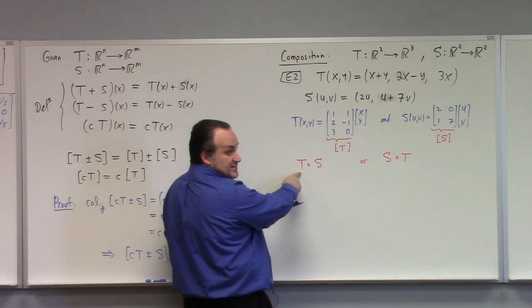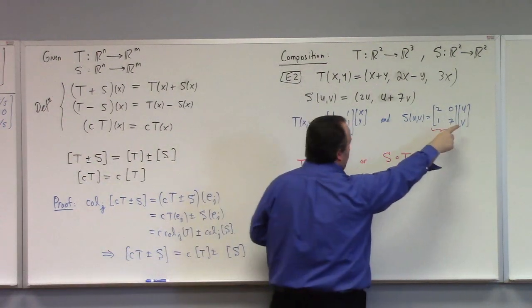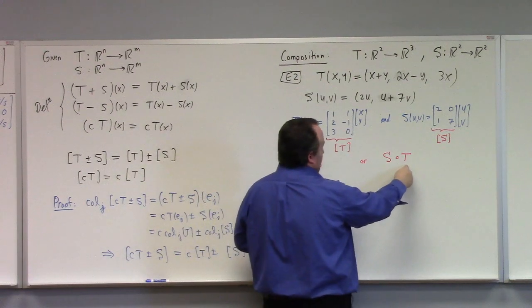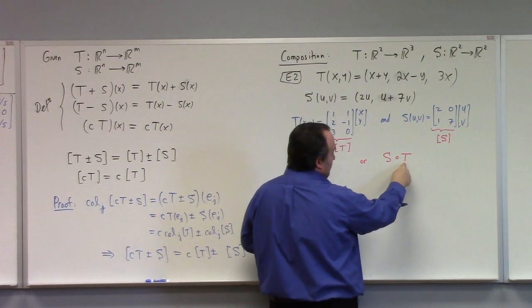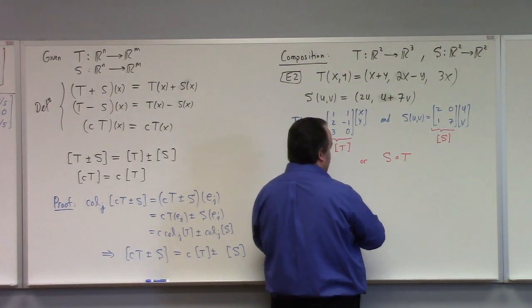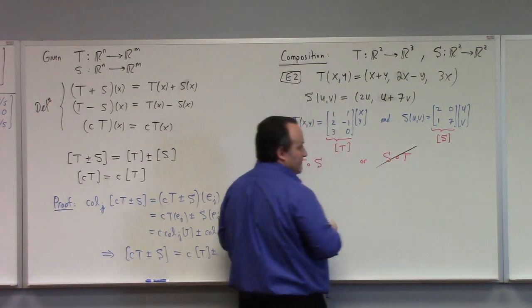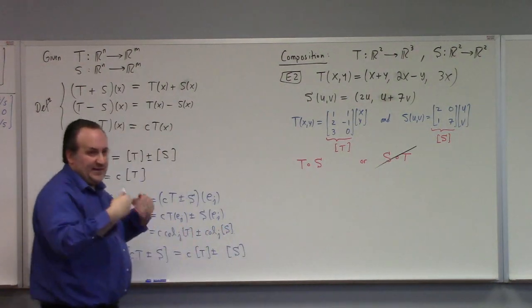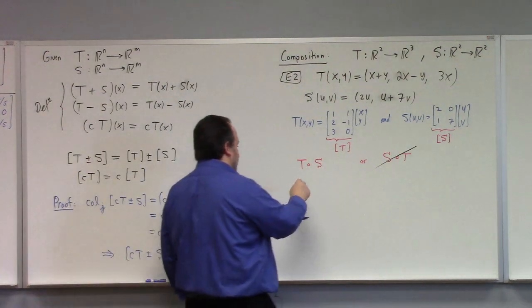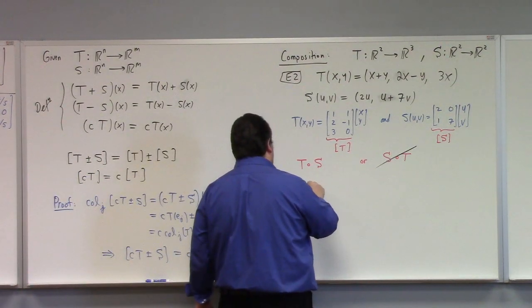I think that makes sense. See, because we have a two-dimensional output, two-dimensional input. S composed with T, on the other hand, is straight nonsense because T takes in R2, outputs R3. You can't feed R3 into S. So this right here is not even a thing. That's not even defined. Okay, but T composed with S, we can calculate that. Let's do it.